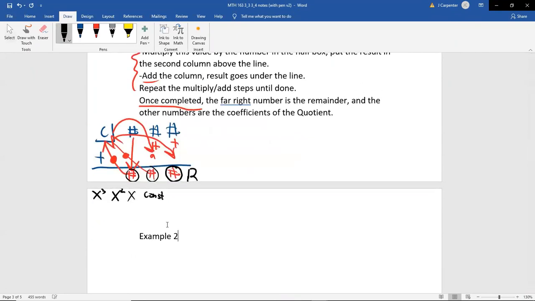So example 2, we are going to divide by using synthetic. So I'm telling you how to do this now on a test. If I tell you to do synthetic division and you do long division and you get the answer right, you're going to get full credit. I could certainly go back and look at your work and say you didn't follow the method and take off points, but I probably wouldn't do that. Again, trust me, you don't want to be doing long division over and over and over in this course.